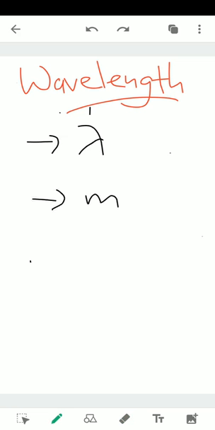So in this video we have come across amplitude. We understood what it means, how it is denoted, and what its SI unit is. After that we went on to time period. We understood what time period is, how it is denoted, and its SI unit. After that we went on to frequency and wavelength.